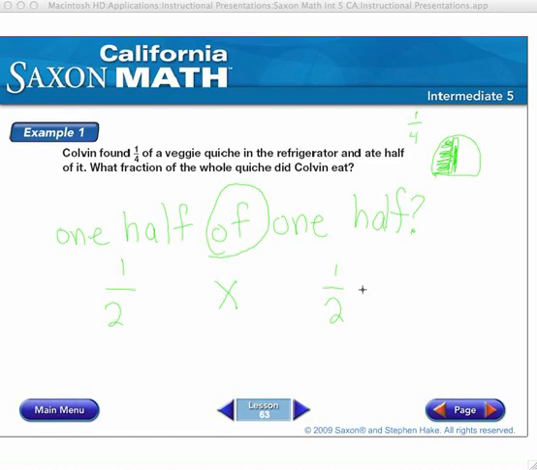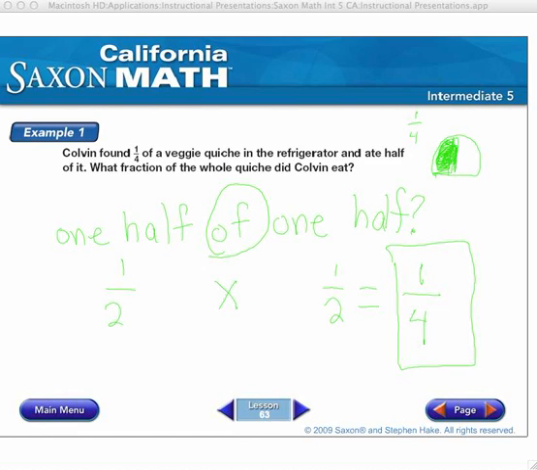I can show that in multiplication because I multiply straight across. So 1 times 1 equals 1, and 2 times 2 equals 4. So 1/2 multiplied by 1/2 equals 1/4. Notice that the pieces are getting smaller when I multiply fractions. 1/4 is much smaller than 1/2. It's half of it. When I'm multiplying fractions, I'm actually making the pieces smaller.